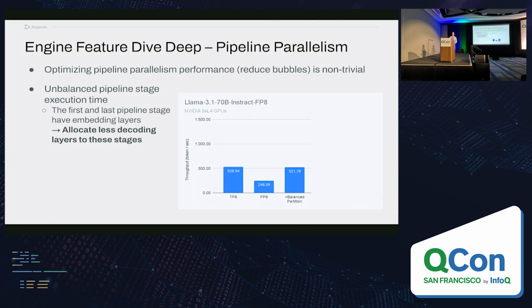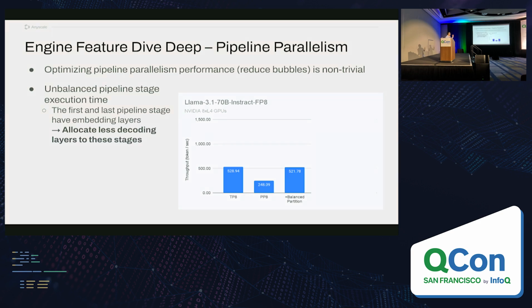So that means the first stage and the last stage in your pipeline must have higher execution time than other stages if you partition the decoding layers evenly. So we have to consider these factors when we partition the decoding layers. Specifically in this evaluation, we just allocate fewer decoding layers in the first and last stages to balance the execution time of all the pipeline stages.